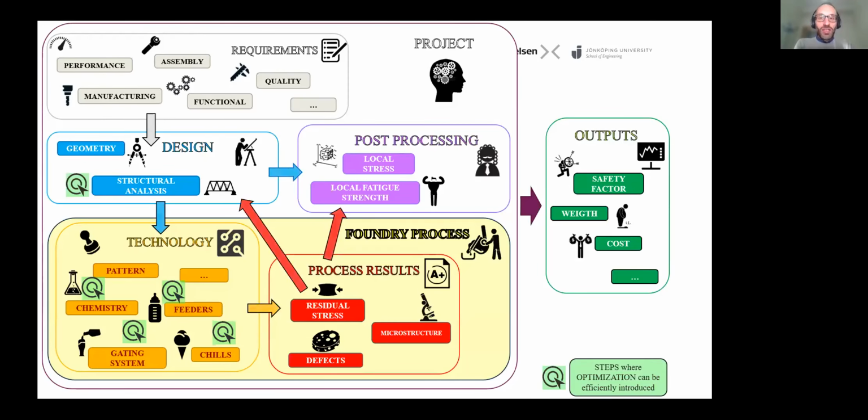If we go more in detail about the steps of the project, we can see that the project starts with the requirements that can be related to performance, manufacturing, functionality of the components, quality, assembly, and so on. And the project should get outputs like safety factor, weight reduction, cost reduction, and whatever you want.